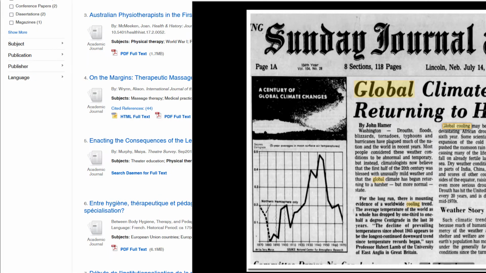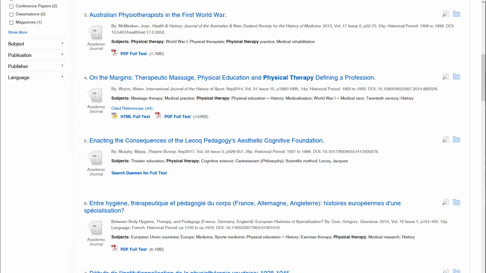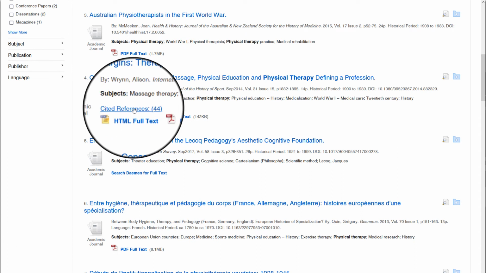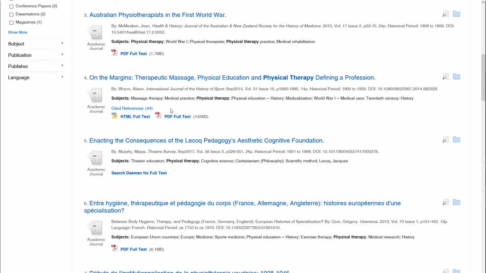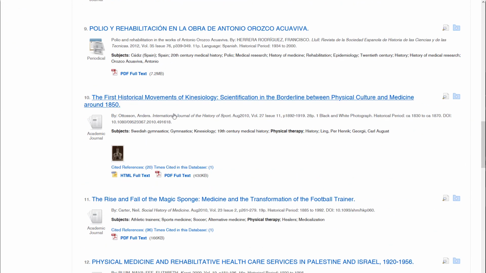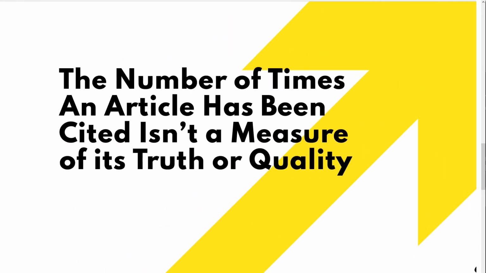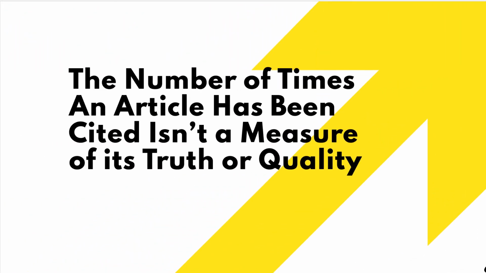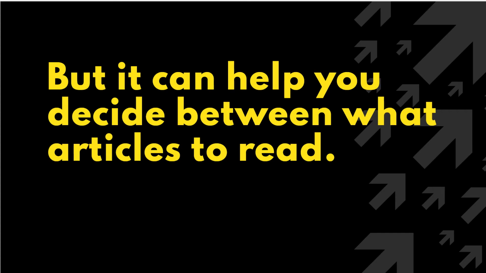Finally, some databases like this one and Google Scholar provide citation metrics. We can see that this record reads cited references 44. This means it has been cited by subsequent writers at least 44 times. Below this, another article has been cited 96 times. The number of citations don't necessarily indicate the quality or truth of the article, but if one article has lots of citations, this may signal that it's an important part of the conversation in its field. And if you have two articles about the same subject, and one is widely cited and one is not cited at all, it may be a good idea to start with the article many other scholars have identified as worth talking about.